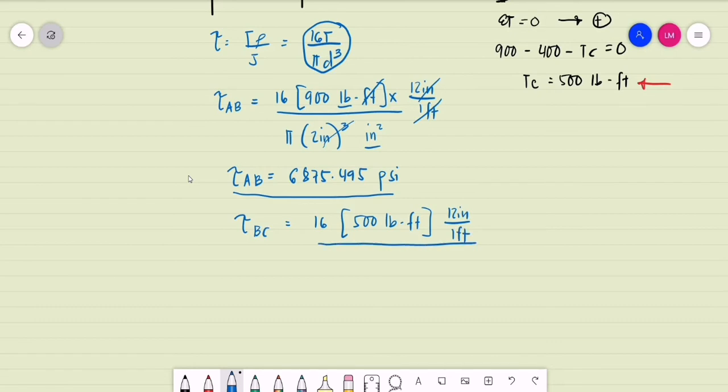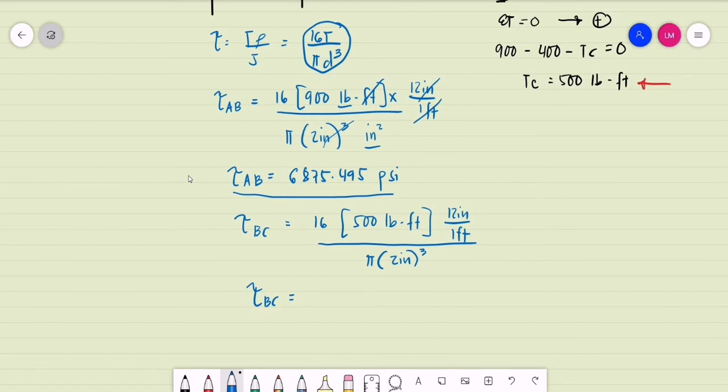Then all over, we have pi. We have a constant diameter that is 2 inches. So we'll be having the value of the shearing stress for segment BC. That is 16 times 500 multiplied by 12. Supposedly this is divided by pi times 2 raised to 3. So divided by pi times 8, that is 2 cubed.